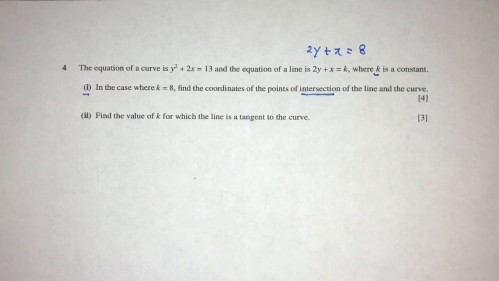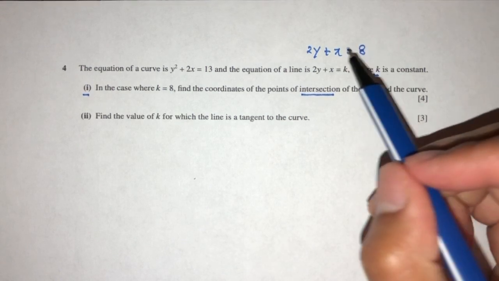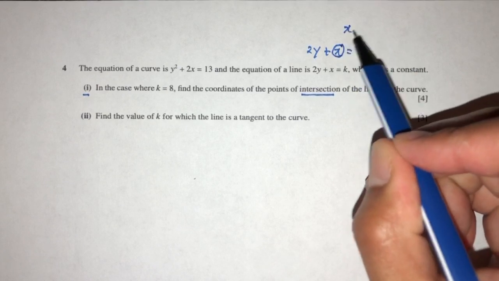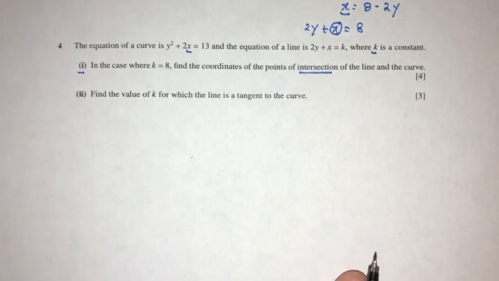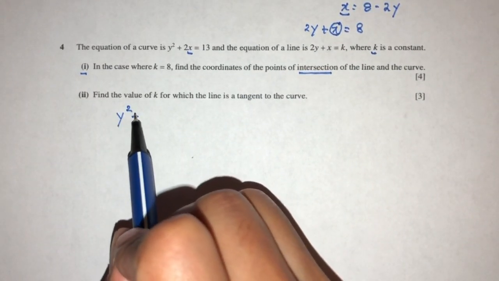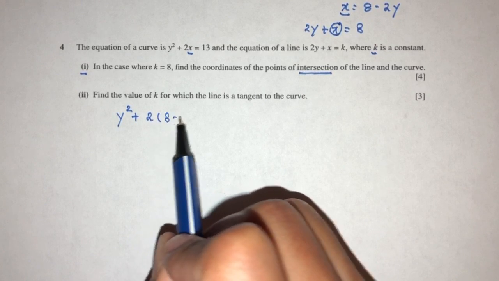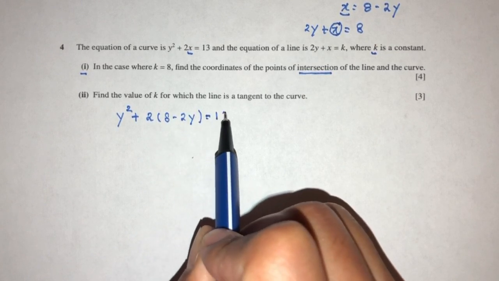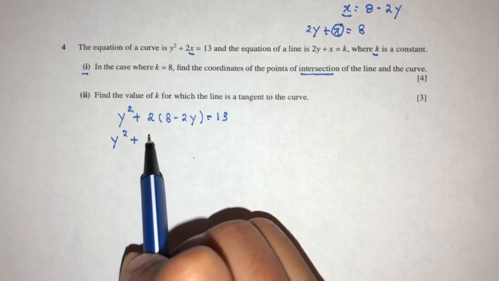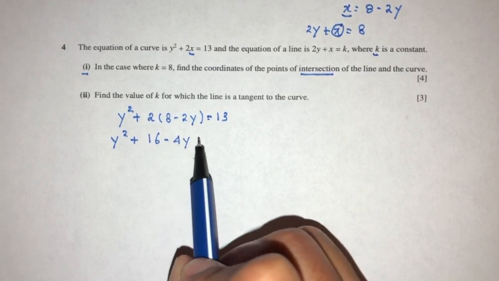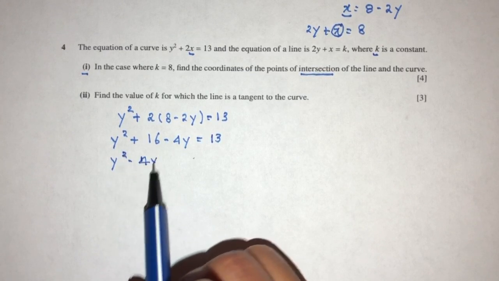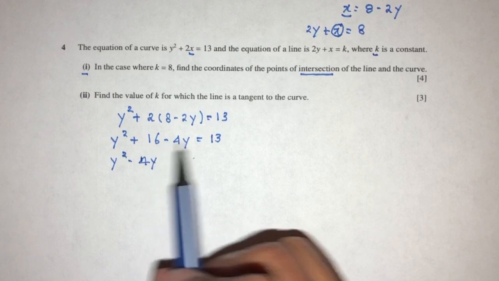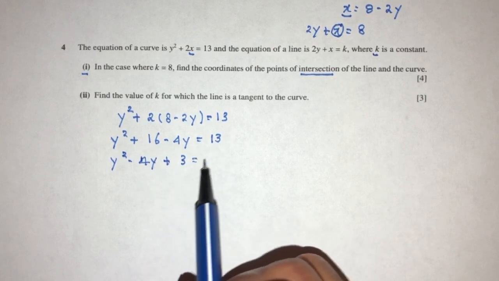So pretty easy. When we have to find the points of intersection, it means that we will have to solve simultaneous equations. So here we can make x the subject, so x will be 8 minus 2y. Replace x here, and you will have y squared plus 2 times (8 minus 2y) equal to 13. Now that will be y squared plus 16 minus 4y equal to 13. So y squared minus 4y plus 16 minus 13, that should be plus 3, equal to 0.